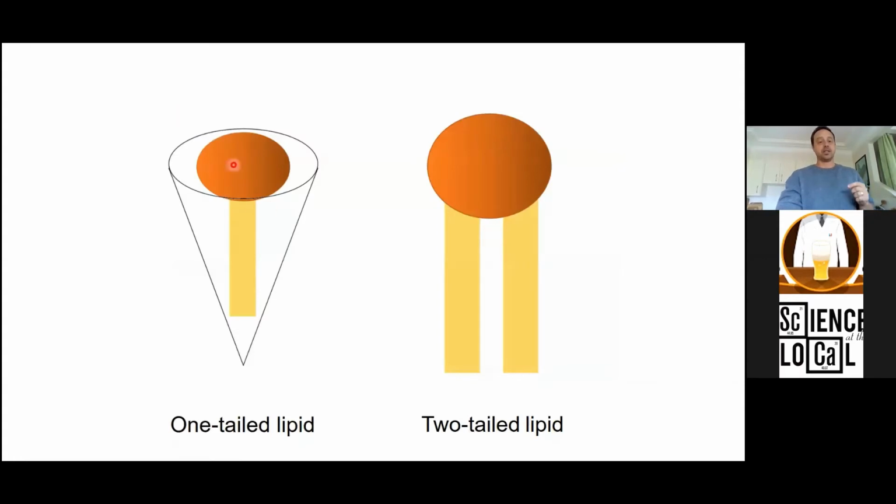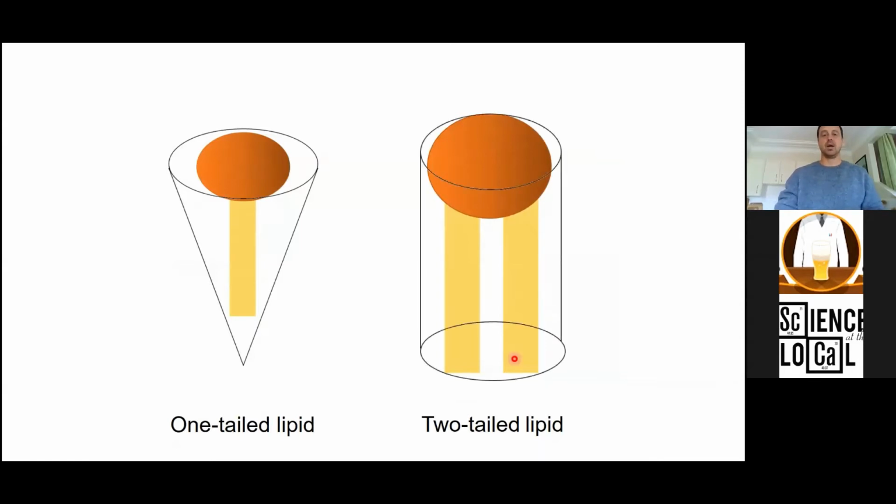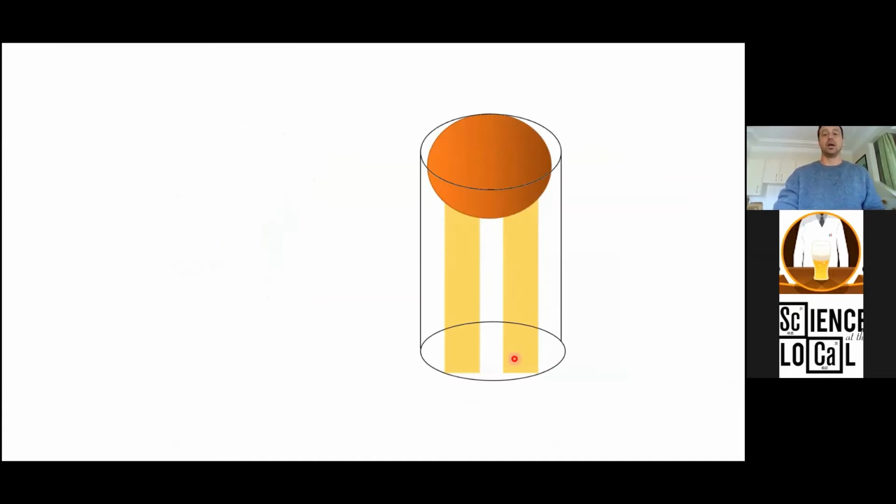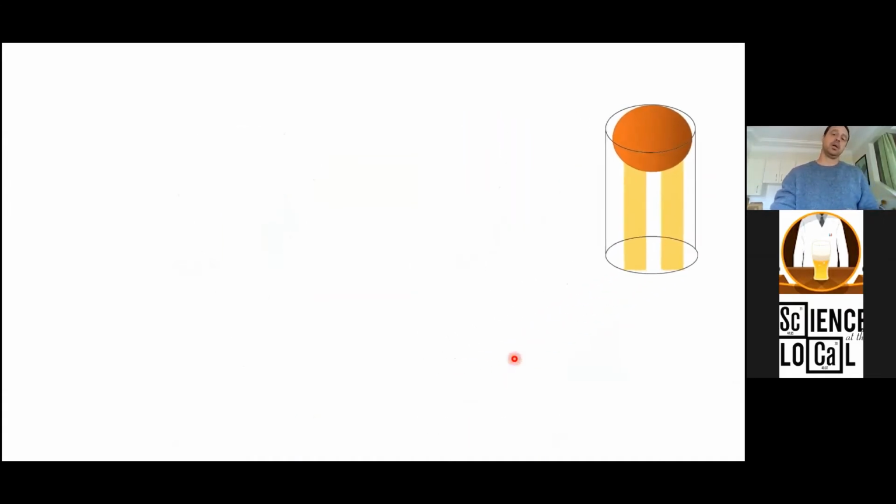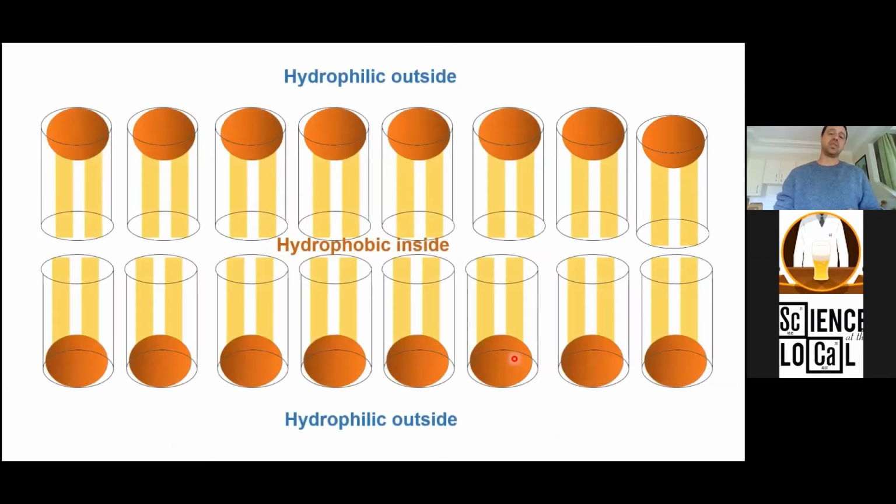Okay, so that's a sort of surfactant that has a one-tailed lipid. So we call it a one-tailed lipid. What if we had two tails on our lipid instead? Two hydrophobic portions of our lipid. Well, in that case, it would have a cylinder shape. And so if we have that shape, what forms instead is not a micelle, but that bilayer I was talking about.